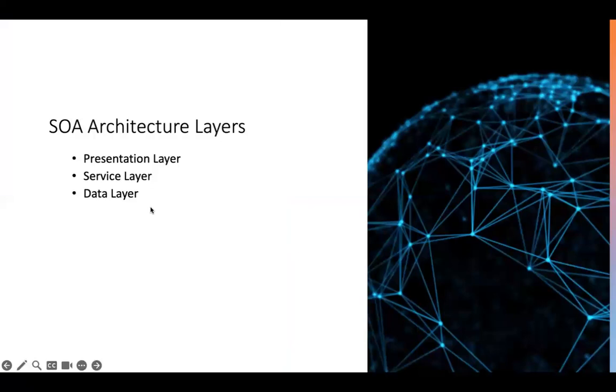So in SOA, we also have three architecture layers. We have the presentation layer, service layer, and data layer. The presentation layer deals with the user interface. The service layer is where the services reside. And we also have the data layer that is responsible for data storage and retrieval.